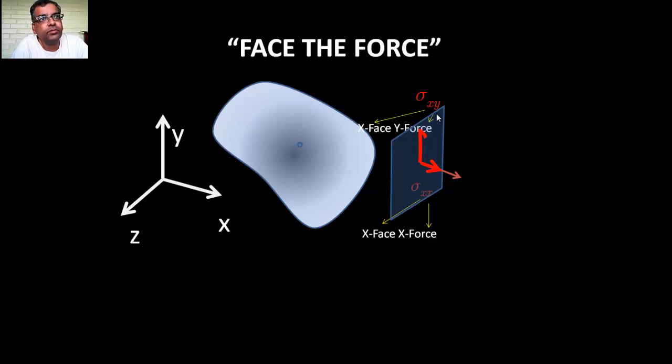That's how it works. Okay, and this is important, so please memorize this in your head. It is a very easy mnemonic. It's called face the force. Very good.